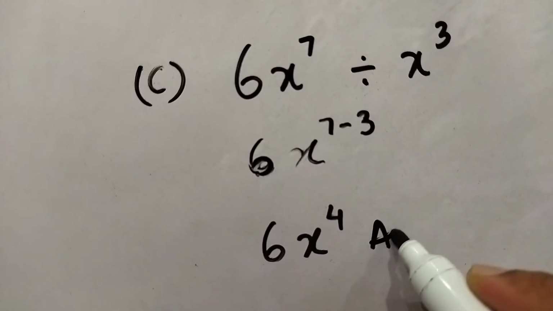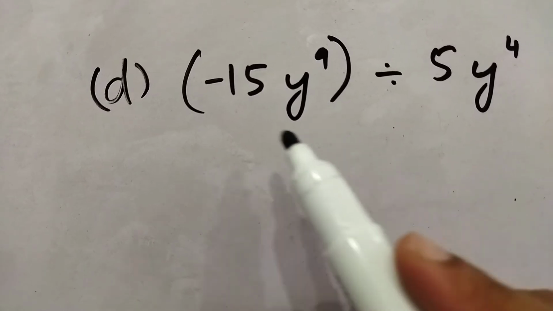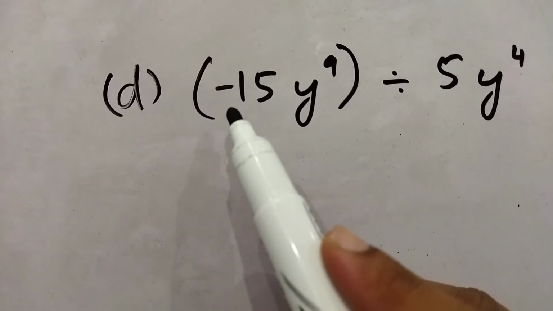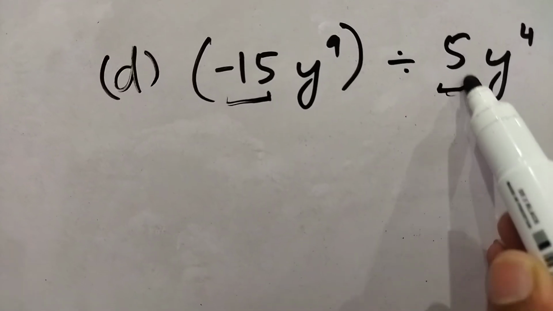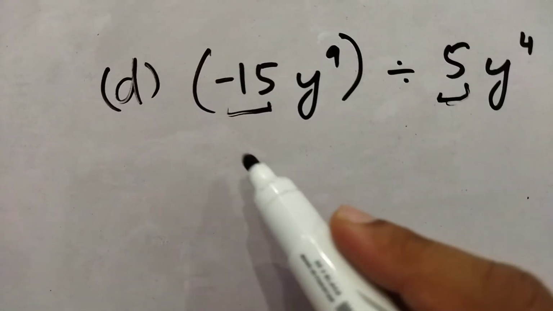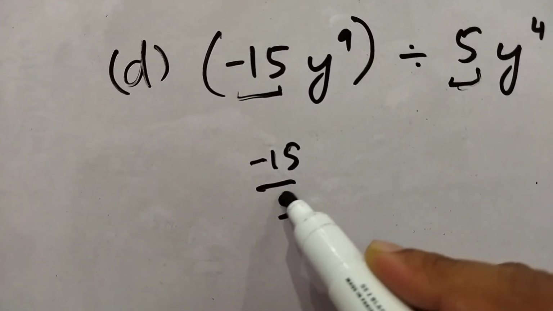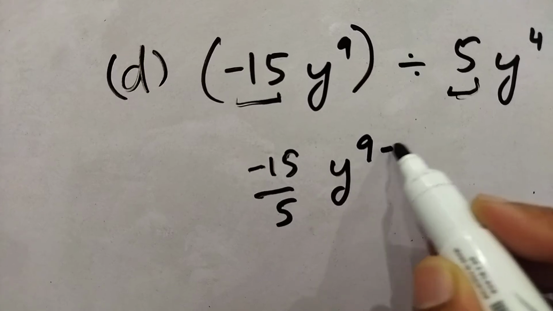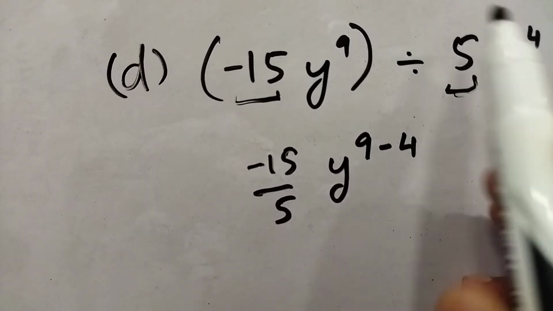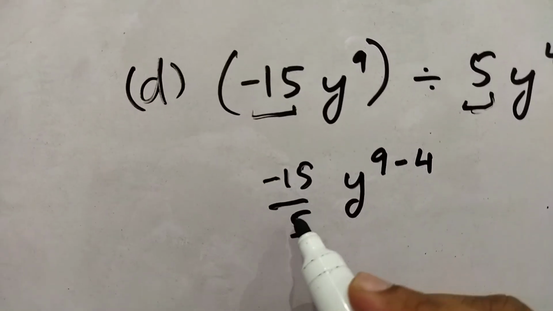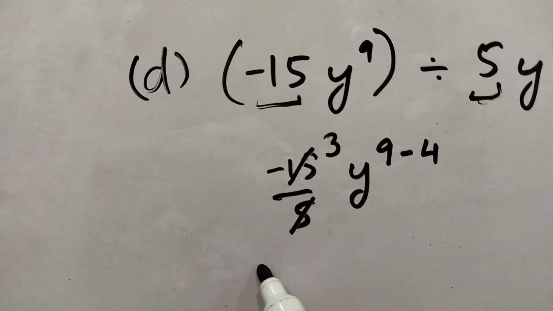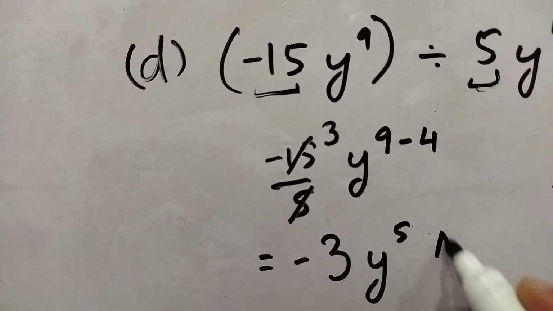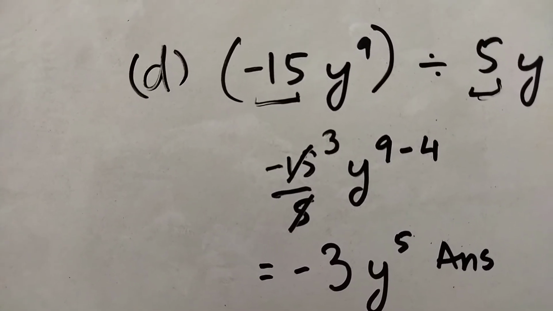This is the answer. And then part D, minus 15y raised to power 9 divided by 5y^4. So we are going to deal with the coefficient separately from the variables. Minus 15 upon 5, we will deal with it separately from y, and y raised to power 9 minus 4, because here we have same bases, so we'll subtract 4 from 9. 5 ones are 5, 5 threes are 15. The answer would be minus 3y raised to power 5. This is the answer. Okay, students, I hope you get it.